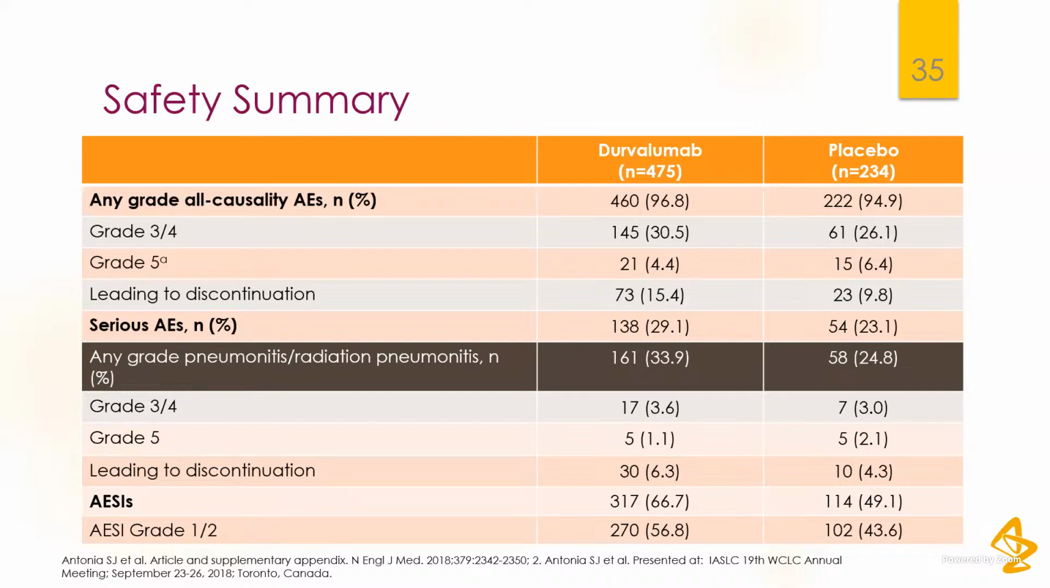Durvalumab was generally well tolerated, and there were not many side effects. But yes, patients could have pneumonitis. That was one side effect where any grade was relatively higher compared to placebo. The serious side effect was 29.1% versus 23.1%, and that was not significantly different from the placebo arm.